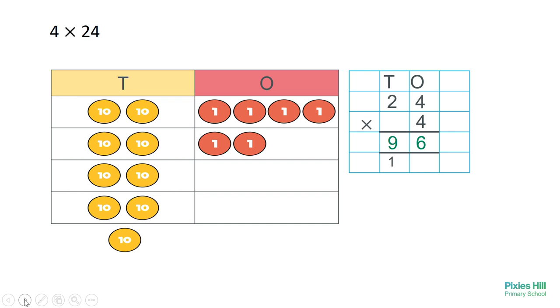At this stage, it is still useful to remind children that whilst we may say 2 multiplied by 4 is 8, the actual calculation is 20 multiplied by 4, which equals 80. We are then adding on the 10 to make 90.